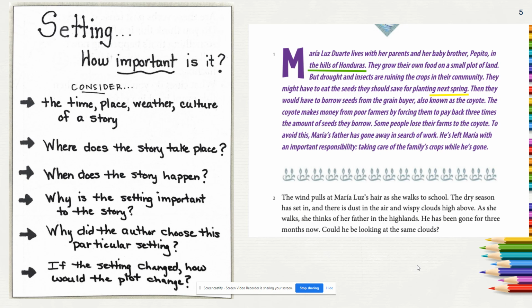Also, ask yourself this: if the setting changed, how would the plot change? Or would the plot change? Well, of course the plot would change. If Maria Luz lived in a lush, fertile land that did not have trouble growing crops, they wouldn't face the hardships that they face, and her father would not have to be away in order to help the family survive. So the plot would change significantly.